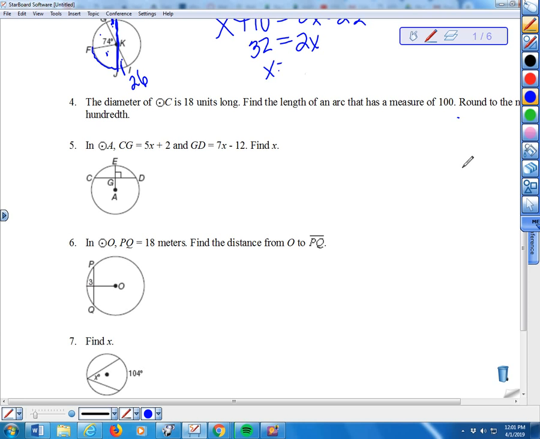They're congruent. Yep. So I'm just going to set 5x plus 2 equal to 7x minus 12. Subtract 5x, I get 2x. Add 12, I get 14. X is 7. And I'm done.